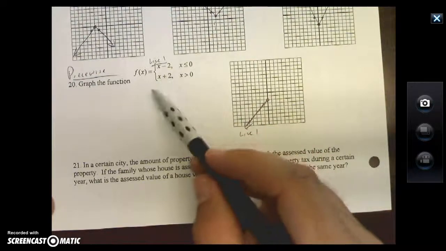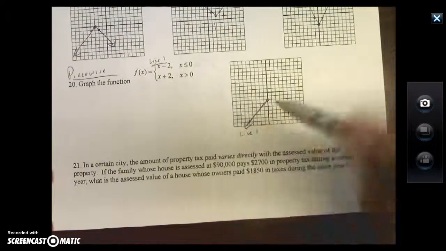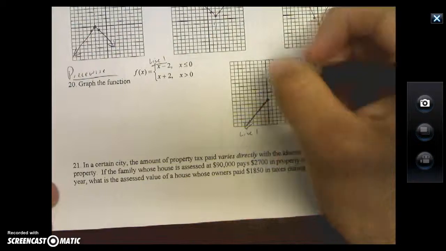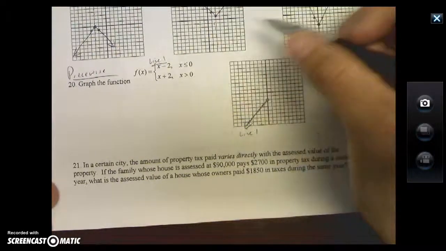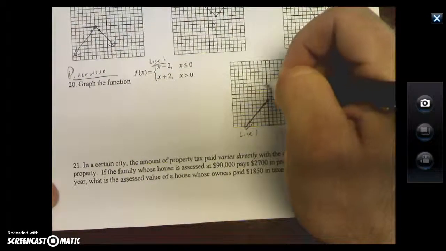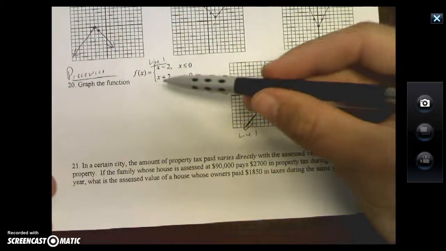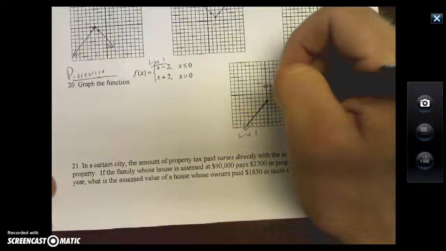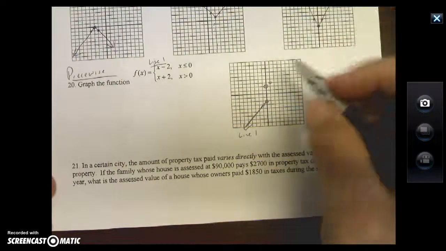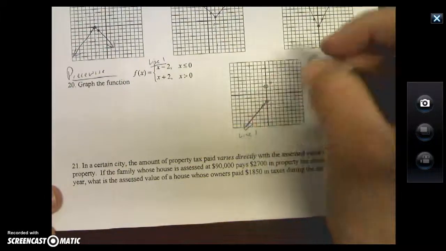All right? Now, for my second one, x plus 2. My y-intercept is at 2. Notice it says greater than 0, though. So instead of a filled-in dot, I'm going to do an open dot. And then my slope is 1. So I'm going to go up 1 over 1. And I only want everything to the right of 0.